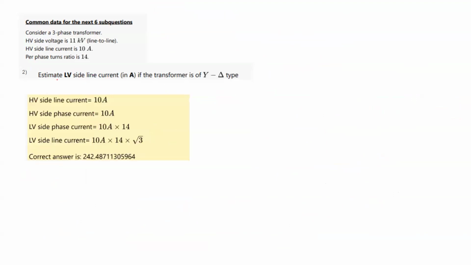Now in the next question, what do we have to calculate? We have to calculate the LV side line current. This is again Y star, star delta, from HV side to LV. HV is star, LV is delta. They are telling us to calculate the line current on the LV side. So how to do it? The HV side line current they have given as 10 ampere.